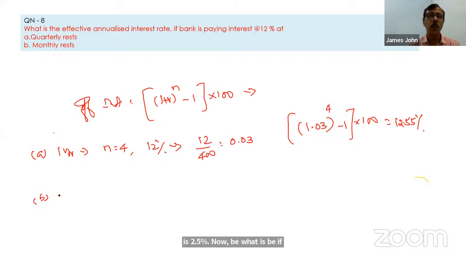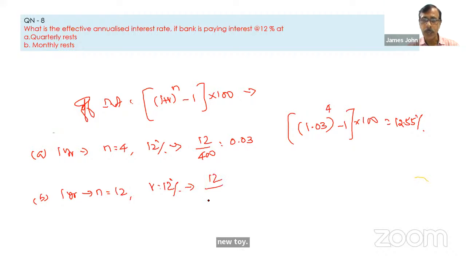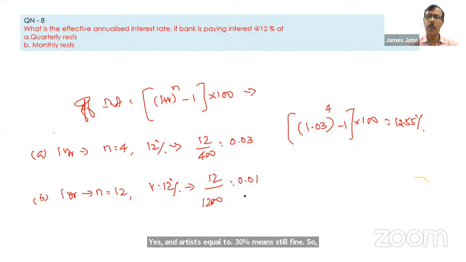Now B. What is B? If the compounding rest is monthly, 1 year means n takes the value, how many months for 1 year? 12 months. And R is equal to 12%, which means 12 by 1200. You will get 0.01. Am I correct?